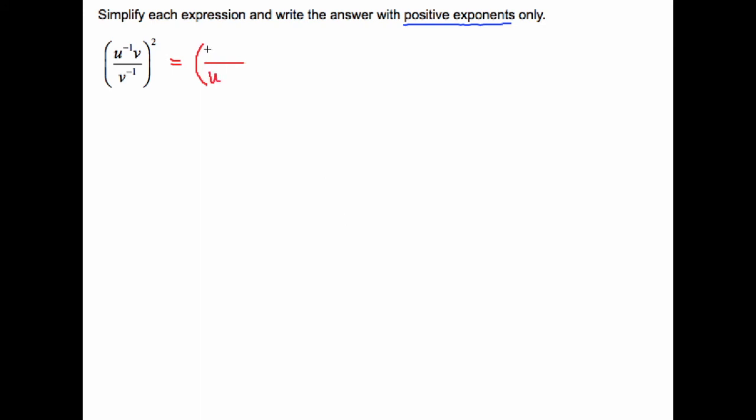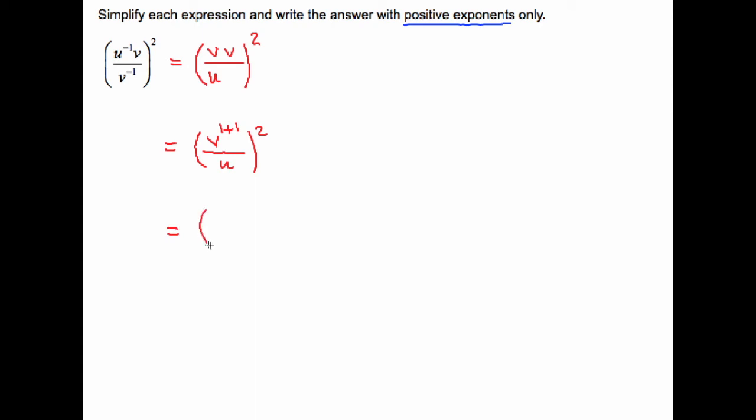I'll write the v that's in the numerator again, and then if I have 1 over w to the negative 1, if I would like to rewrite that with a positive exponent, I would put w to the first in the numerator and take off the negative, and that whole quotient is squared. Now, I do have a common base in the numerator, so with the common base I'll add the exponents. That gives me v to the 1 plus 1 in the numerator over u. Again, the whole quantity is squared.